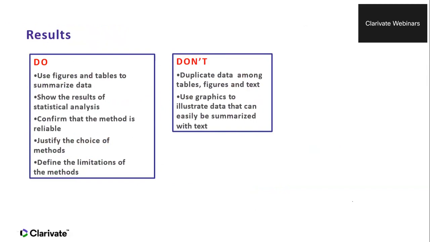Again, summary, what should you be doing in results? Use figures and tables to summarize the data, show the results of statistical analysis, justify the choice of methods, define the limitation of the methods. When you are writing about the results, the findings, also tell them that these findings are in the context of the experimentation used, and what is the limitation of that particular experimental process. Do not duplicate data, we have already talked about it, and use graphics.